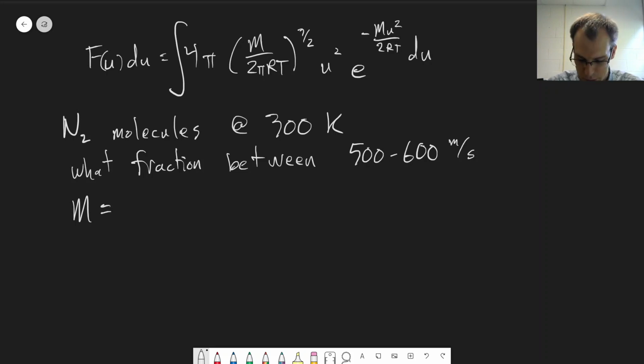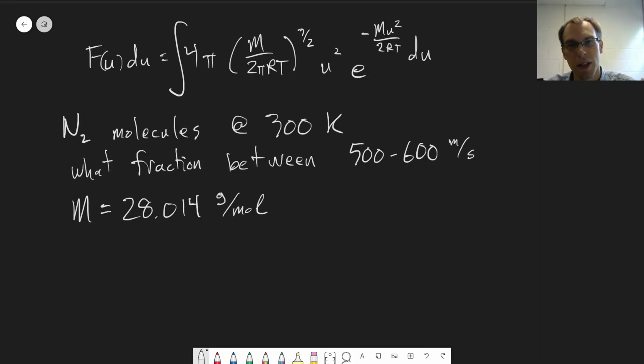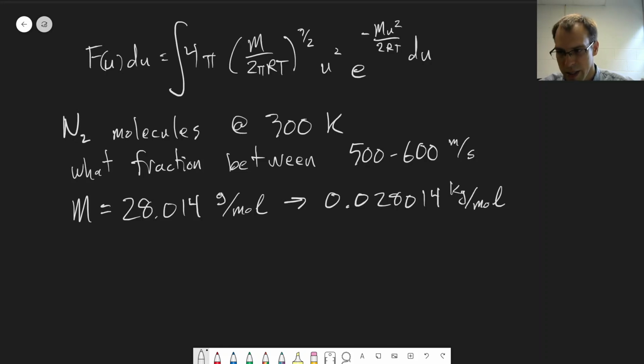So things we need to know: M. Well, for a nitrogen molecule, that's 28.014 grams per mole. We're going to want to switch this to kilograms per mole so that units cancel. So if we switch this to kilograms per mole, we get 0.028014 kilograms per mole. So we should divide by 1,000 to get to kilograms, so the decimal place moves over 3 places. And we note the temperature is 300 Kelvin. We've already made that assumption.